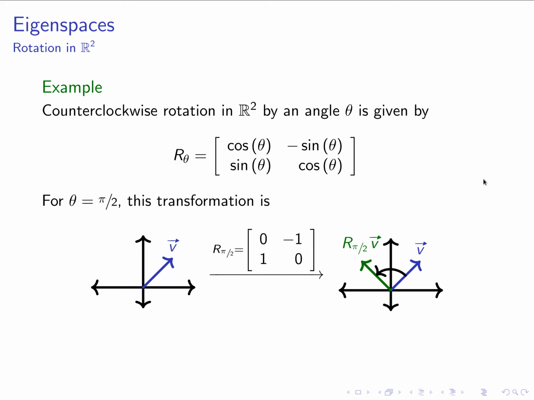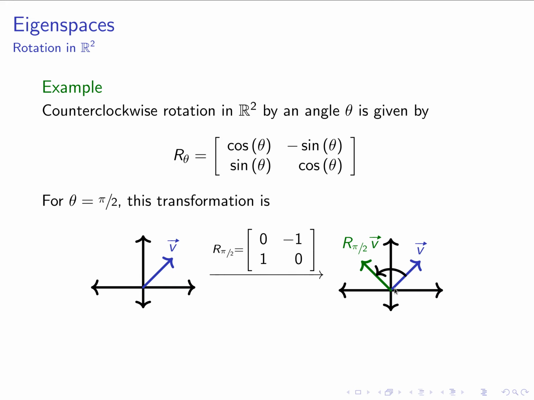So let's just, for example, say that we were rotating in 2 dimensions by a right angle, theta equals pi over 2. When we plug in theta equals pi over 2 into this formula for rotation, we get a 2 by 2 matrix whose columns are 0, 1, and negative 1, 0. The idea is that whenever we multiply a vector in 2 dimensions by this matrix, the output vector is equal to the input vector, but we rotate by an angle of pi over 2 in the counterclockwise direction.